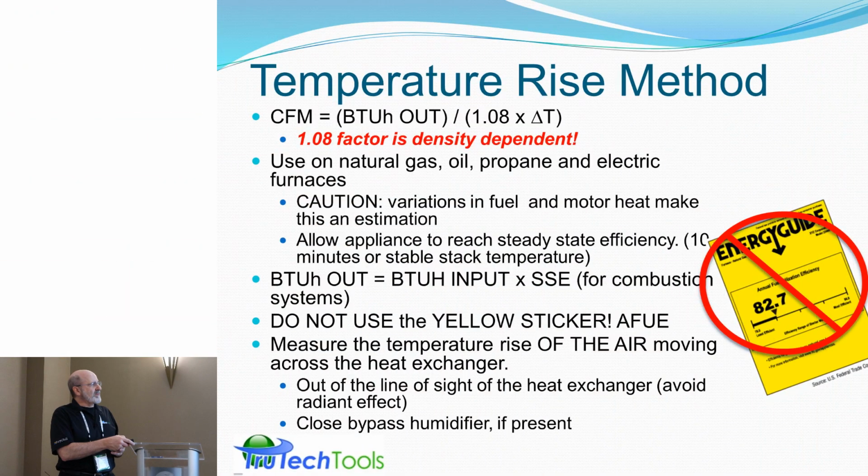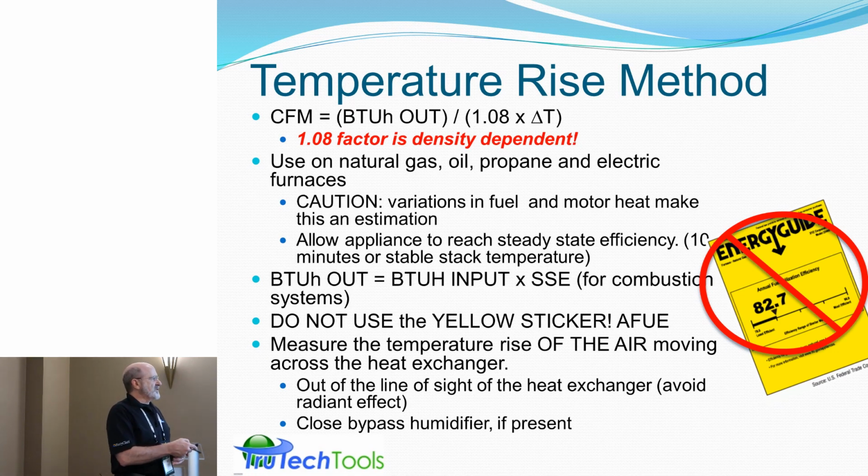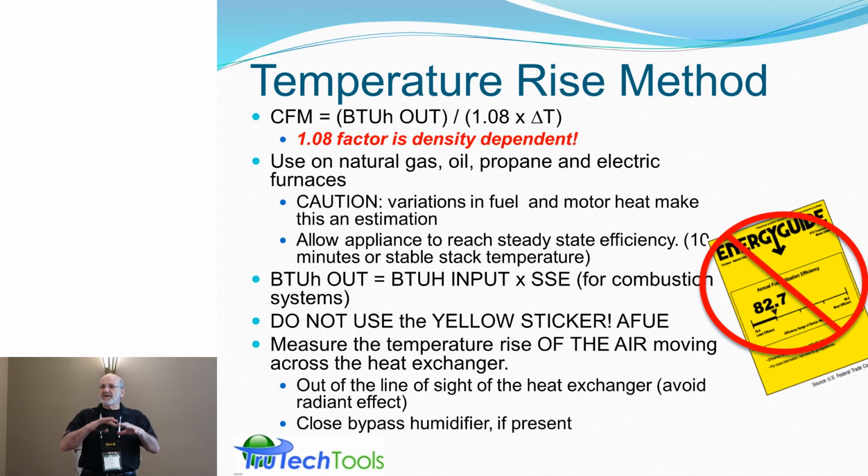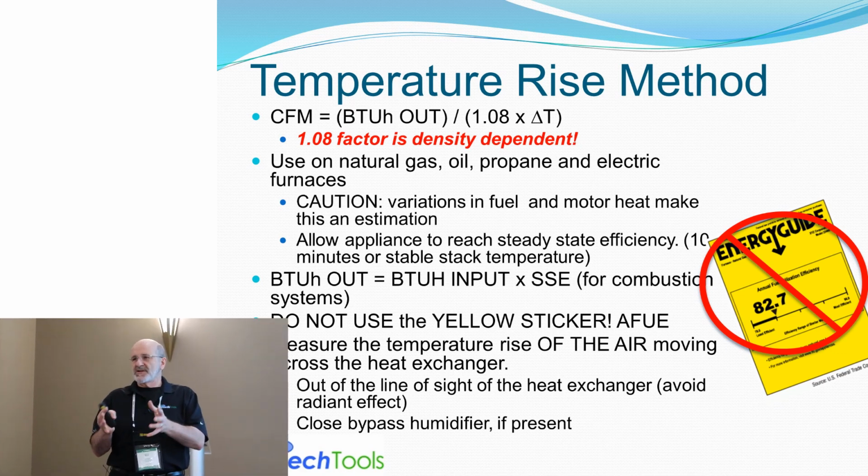To get the BTUs output, you need the BTUs input times the steady state efficiency, which comes from a combustion analysis. Or if you're doing electric, you can just convert the kilowatts to BTUs per hour. So that's a lot simpler. But you have to measure the temperature rise of the air. That's the important thing. So the placement, as this gentleman mentioned, should be out of line of sight of the heat exchanger. Otherwise, you're going to get a radiant effect from the heat exchanger, which will warm the surface of the thermocouple or whatever temperature device you're using and affect that reading.